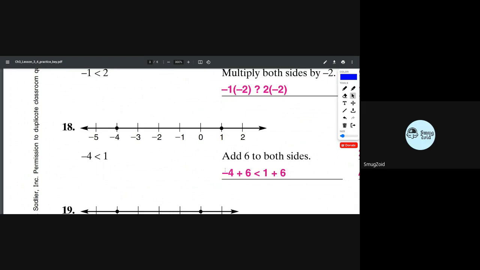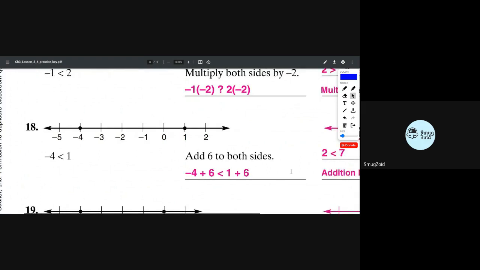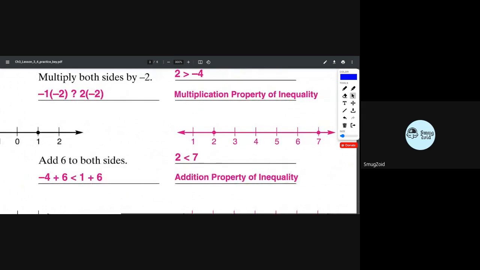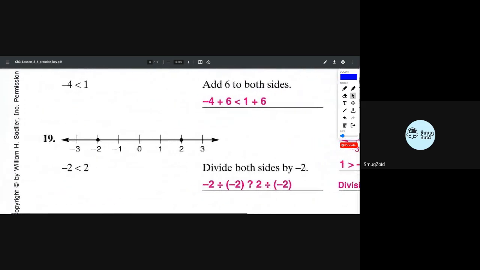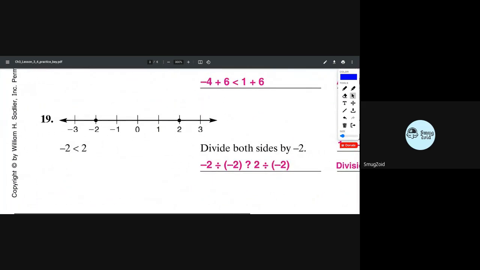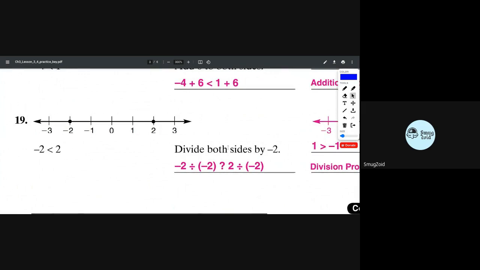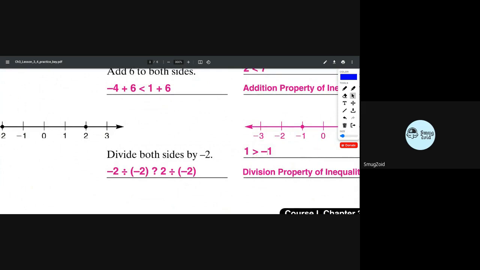Add 6 to both sides, -4 plus 6 or 1 plus 6, you're going to get 2 and 7, and that's the addition property. And -2 is less than 2. Divide both by -2, you're going to flip the sign. So you're going to get 1 is greater than -1.